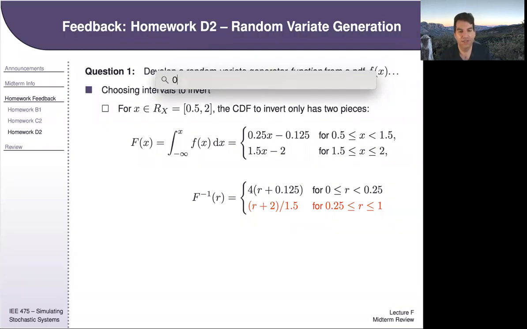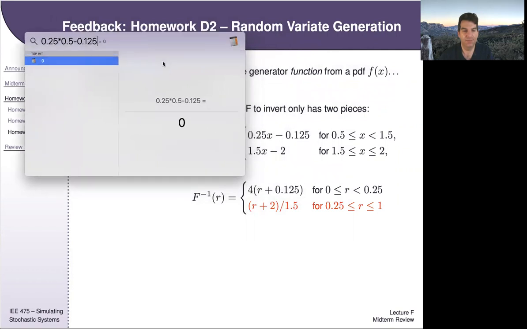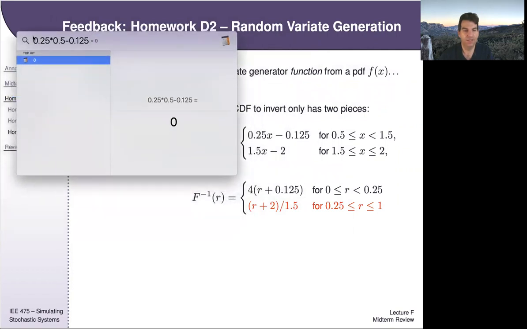So if I were to take 0.25 times 0.5 minus 0.125, I find out that it gives me 0. So that is where I got that 0 down there. Then if I go and plug in the other value, 1.5, 0.25 times 1.5 minus 0.125 gives me 0.25. Well, there's where that 0.25 came from.